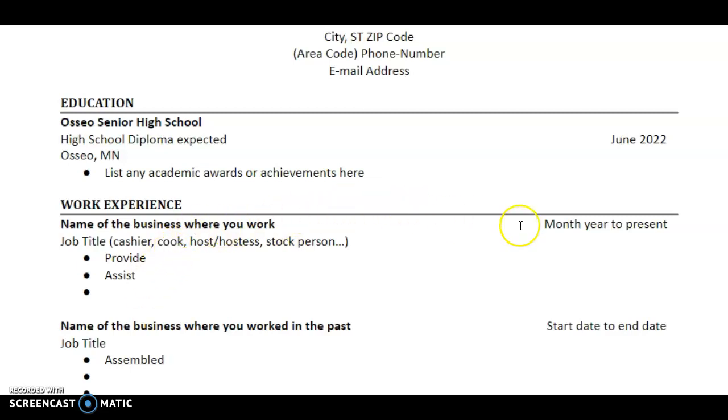All right, and when we do the dates, you will want to get as close as you can, so the approximate month and year to present time if you currently hold that job. If you do not, you'll want to put the approximate time you ended that employment.